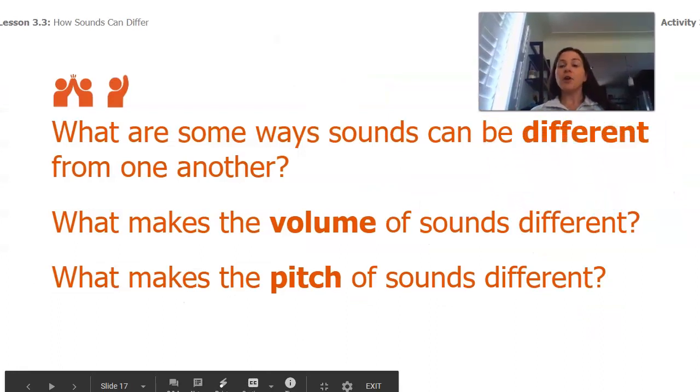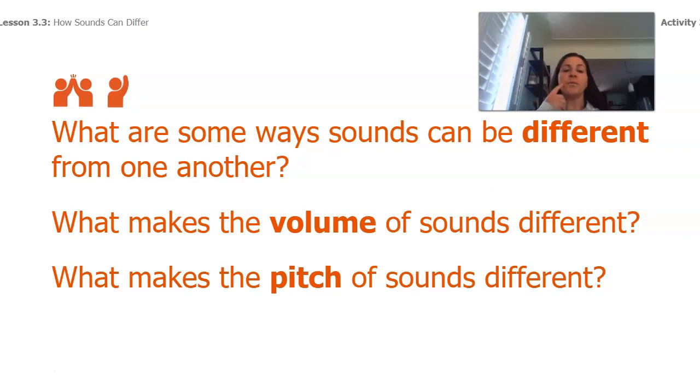So let's go back to our investigation question. What are some ways sounds can be different from one another? Well, I know we talked about volume and pitch. Those are two ways that sounds can be different from each other. Now, what makes the volume of sounds different?